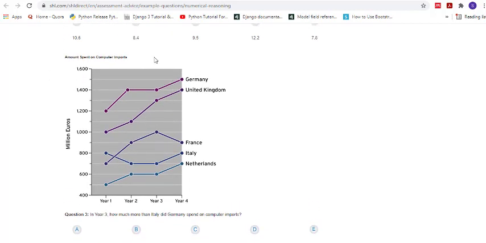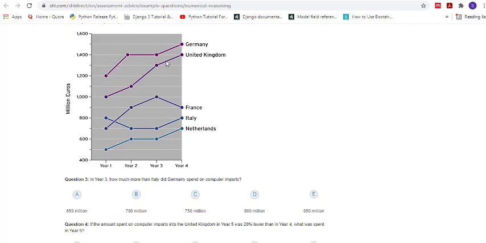This is the amount spent on computer imports. As you can see, this is just graphs. These are relation. These are points. Ayan, may coordinate yan. Like for example, this one, this point. Anong coordinate ito? Ang kanyang x ay year 1. Ang kanyang y ay 500. Okay? So, all of these are just points. Okay, so you should know this. Or you should understand this, I should say.